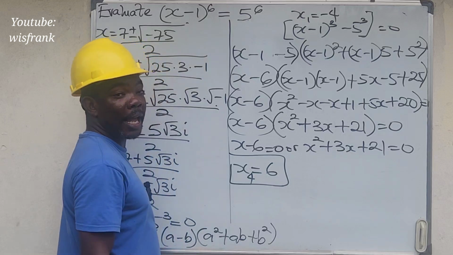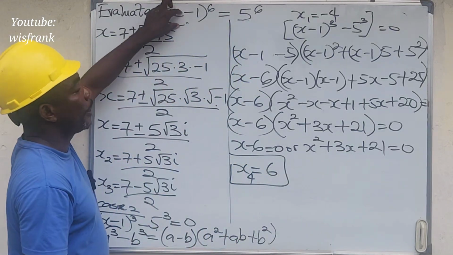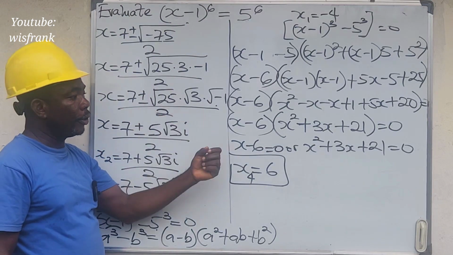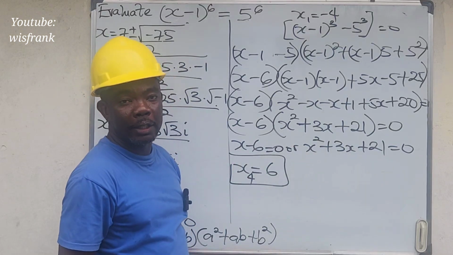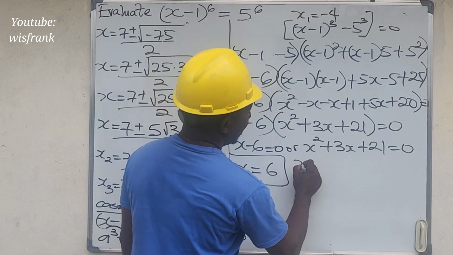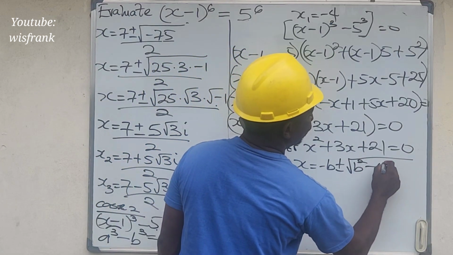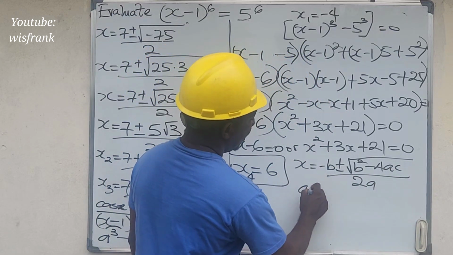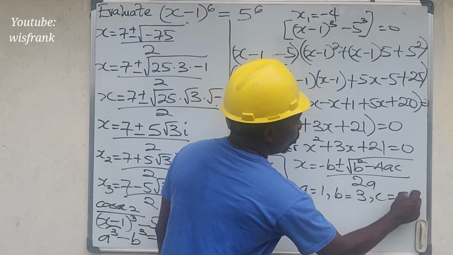So the value of x5 and x6 come from here, because here we have this parenthesis to the power of 6. So what we are expecting is 6 solutions. The remaining 2 solutions are from this quadratic equation, for which we are going to use the quadratic formula to derive the value of x. So the quadratic formula is of the form x equals minus b plus or minus square root of b to the power of 2 minus 4ac, all over 2a. In this case, our value of a equals 1, our value of b equals 3, and our value of c equals 21.